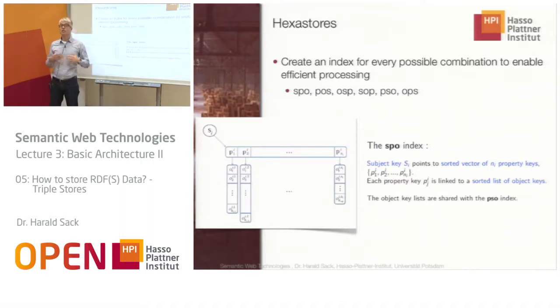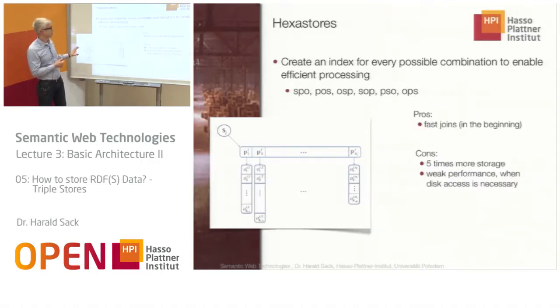So in the end, you have at most 6 different versions of an index, and each single index is organized as you see here. You have one subject, and one subject key points to a sorted vector of property keys, and each of these property keys points to a linked ordered list of object keys. And what you do here is, of course, these lists of object keys, so the end lists here, can be reused for one of the other indices. So this is a little bit more efficient. So if you organize your index in that way, then you will have fast access.